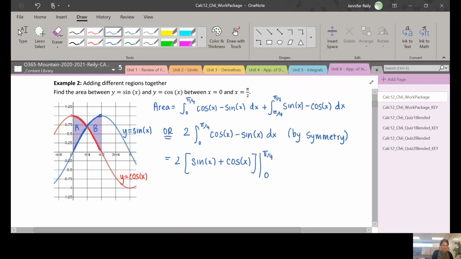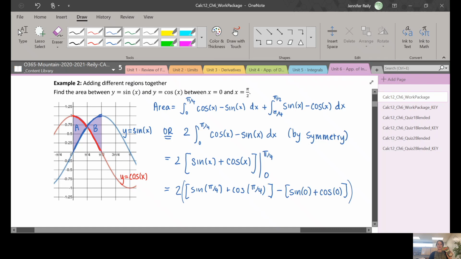Okay, so it would be 2 times sine pi over 4 plus cos pi over 4, minus, since this 2 is multiplied to everything, sine 0 plus cos 0.